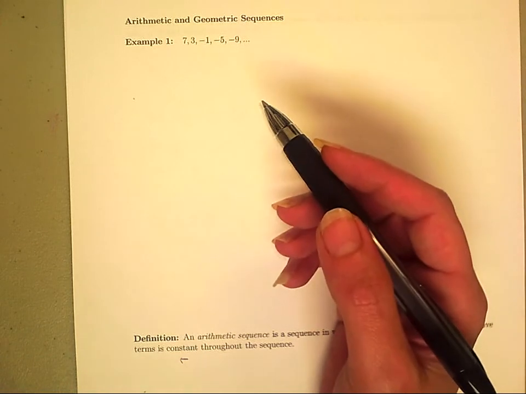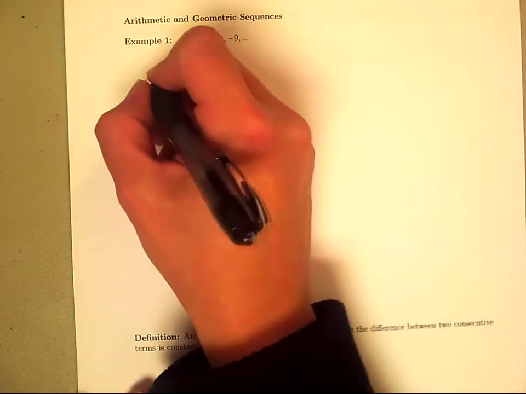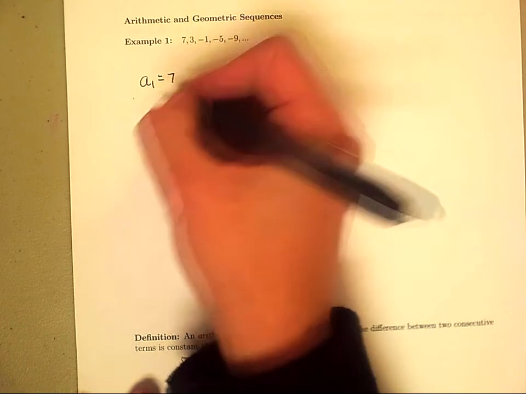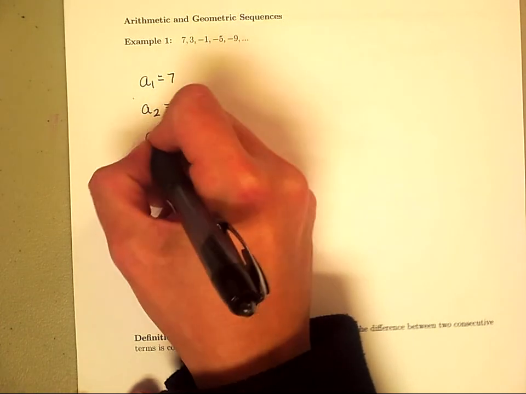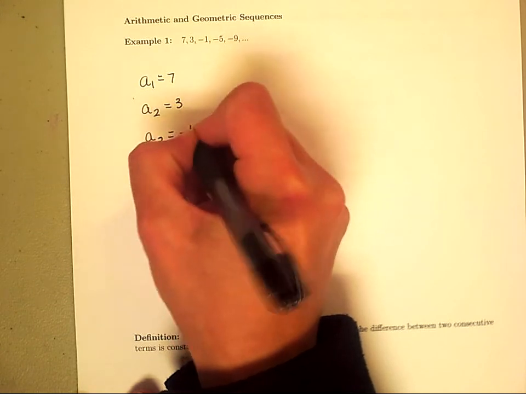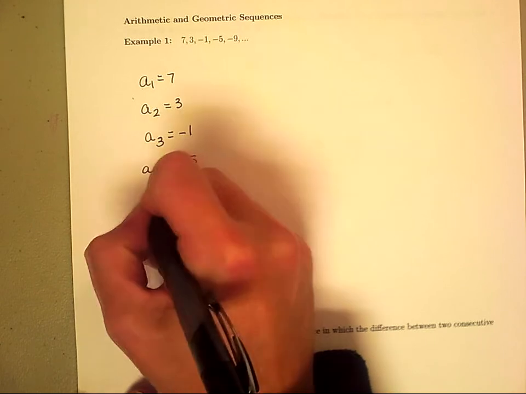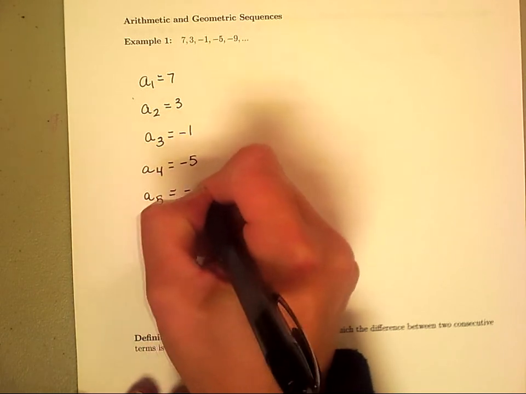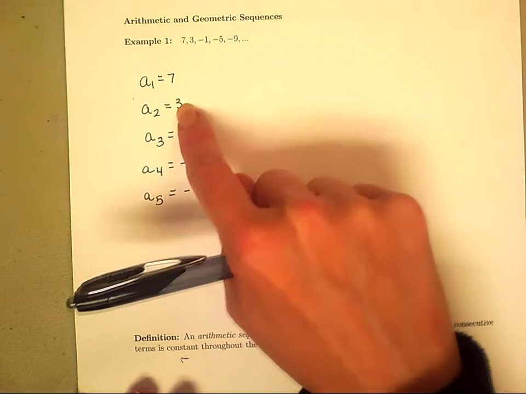Okay. So now what we have to start doing is looking for patterns. We know that a sub 1 is equal to 7, a sub 2 is equal to 3, a sub 3 is equal to -1, a sub 4 is equal to -5, and a sub 5 is equal to -9. So is there a pattern that would get me from one number to the next?